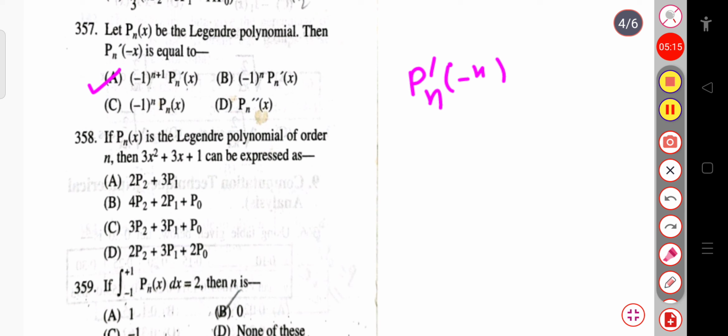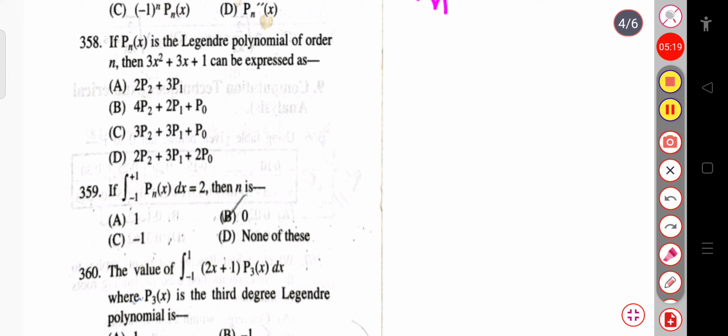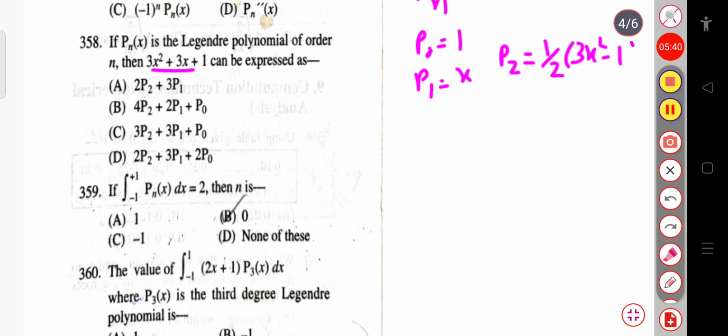Then the next question is, if Pn of x is the Legendre polynomial of order n, then 3x square plus 3x plus 1 can be expressed. This is the same. Now if I write P0 of x equal to 1, P1 equal to x, and P2 equal to 1 by 2 into (3x square minus 1), these are your Legendre polynomials, and you have to express 3x square plus 3x plus 1.